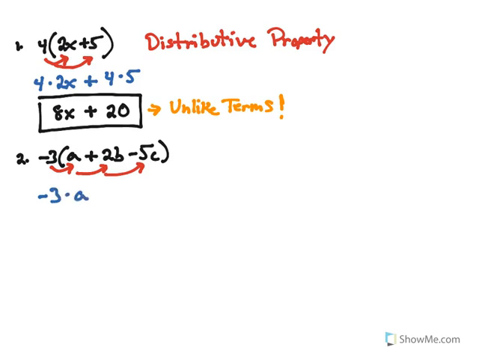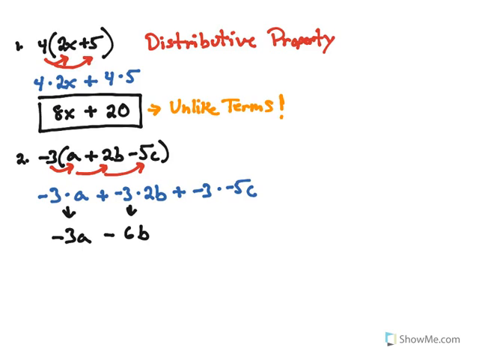-3 times a plus -3 times 2b plus negative 3 times negative 5c. All right, so remember, negative 3 times a is negative 3a. Just put them together. A positive times a negative 3 is a negative. And then 3 times 2b is 6b.